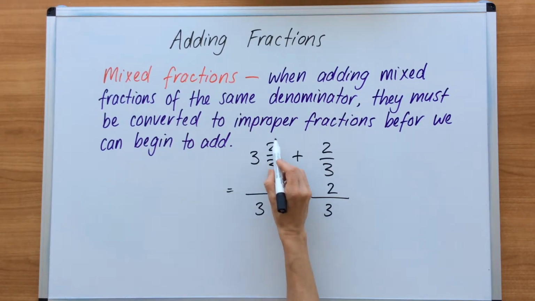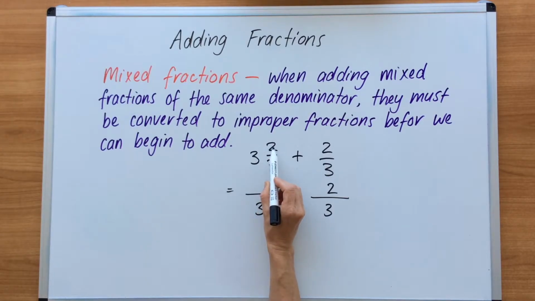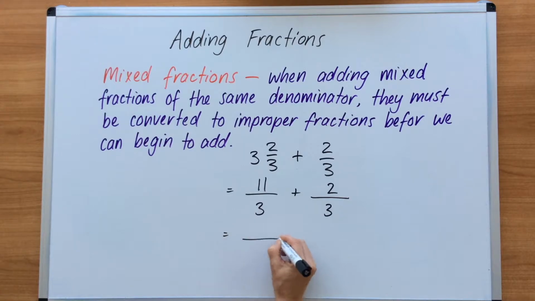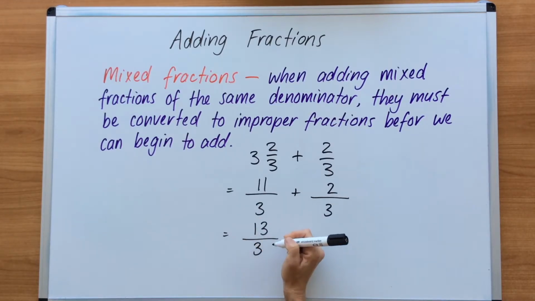But this is a mixed fraction, and I must change it to an improper fraction where the number on the top is bigger and the number on the bottom is smaller. So to change this mixed fraction, I simply times the whole number of 3 with the denominator of 3, and I get 9, and I add the top number, the numerator, and that gives me 11. So now I have two fractions I can work with and add up. The denominator is 3 still, and I add 11 plus 2 to give me 13.